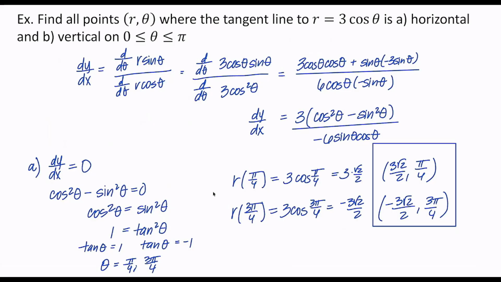Now, if we wanted these points in rectangular, what we would have had to do is substitute π/4 into r sine θ, where of course r is 3 cosine θ sine θ. So we'd have to substitute π/4 in here. That would get us a y value. And then substitute π/4 in here. This is r cosine θ. So this would give us an x value. So it is a bit easier to find the points expressed in polar.